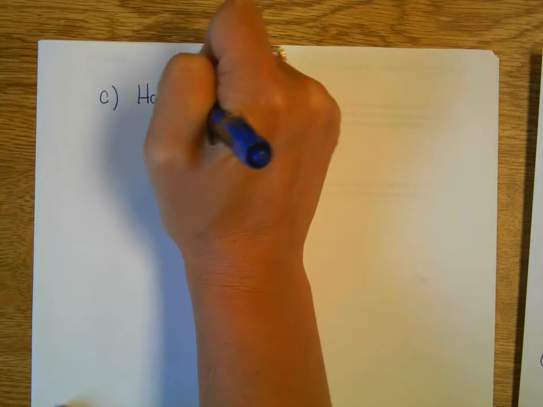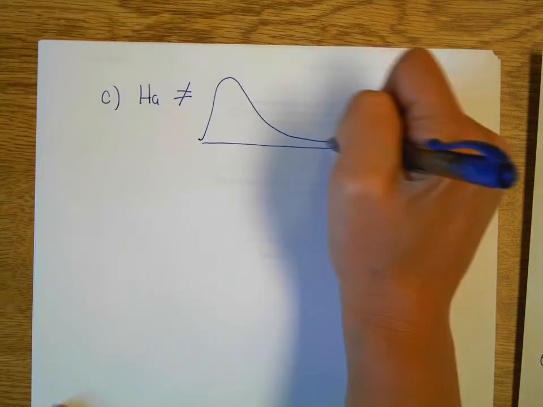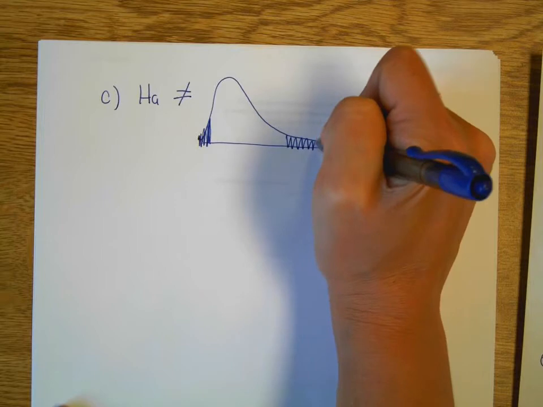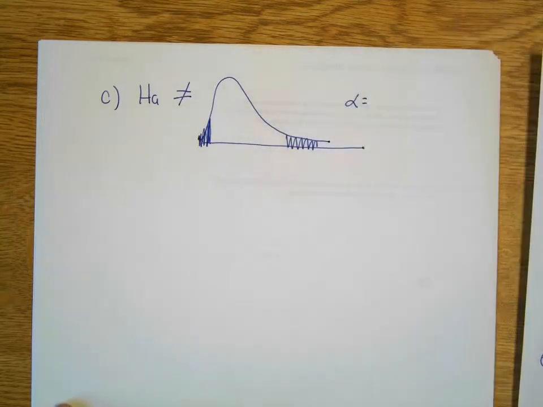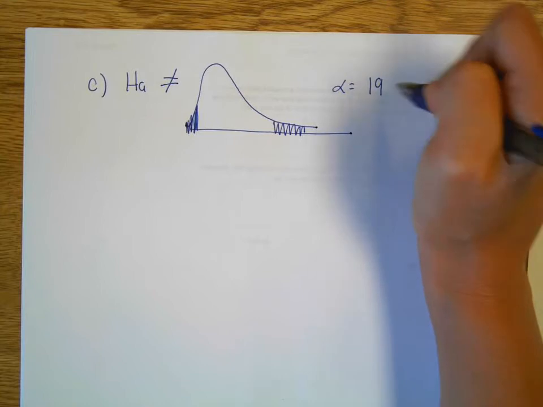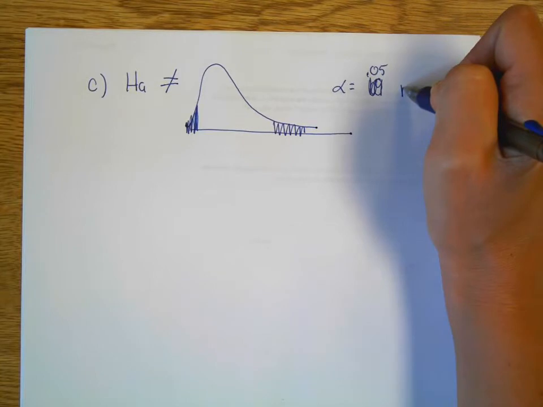And I think you can probably guess what's coming up next. So part C. What's my last option for the Ha? Not equal to. Yeah, good try. Alpha is 0.5 again. Sample size n is 19.